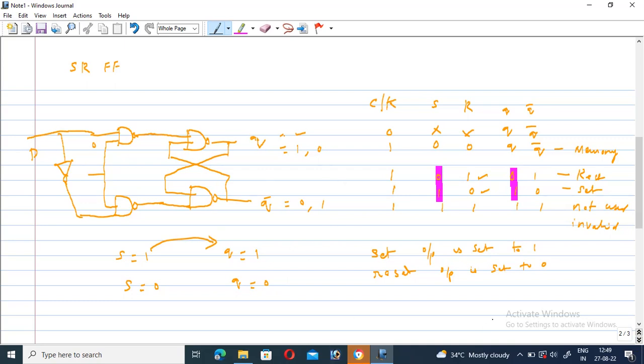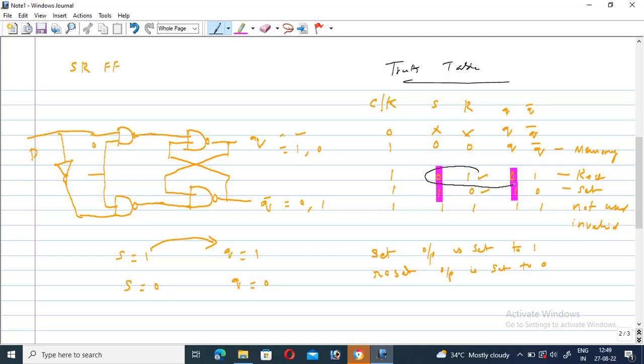So this is nothing but the SR flip-flop. This is the truth table for this one. Truth table in case of the SR flip-flop. So set condition and these are the two important considerations.